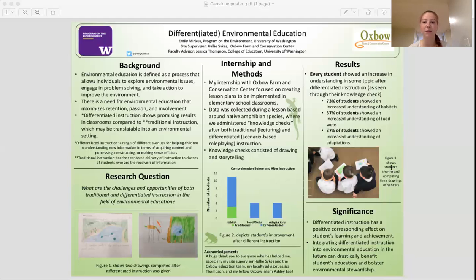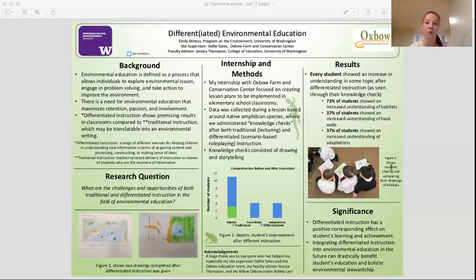These numbers were calculated by comparing each student's first and second knowledge checks and seeing what was added, what was newly labeled, what was taken off their original drawings that they all created after traditional instruction. And along with academic results, students were more inclined to share stories and participate during differentiated instruction versus traditional instruction. Ultimately, we wanted to pilot this lesson in more classrooms and collect more data, but given the circumstances, we were only able to pilot the lesson once in a mixed age classroom.